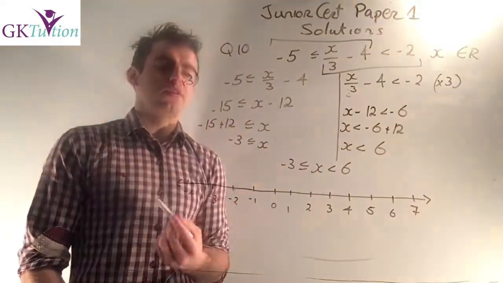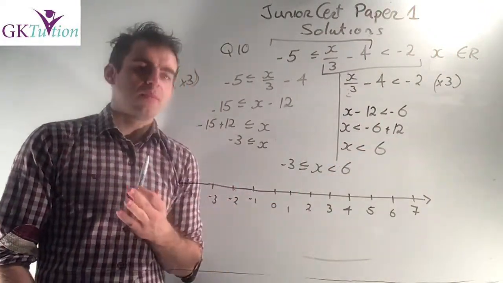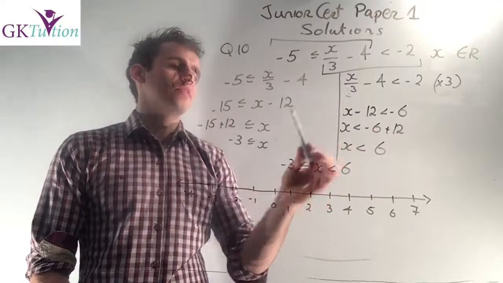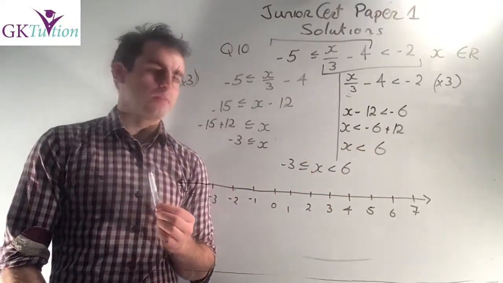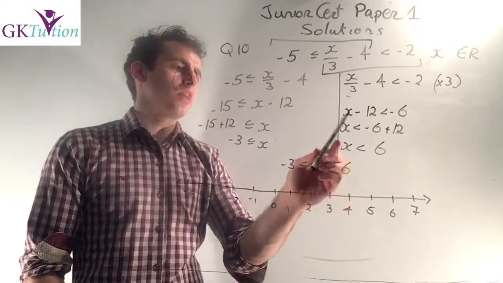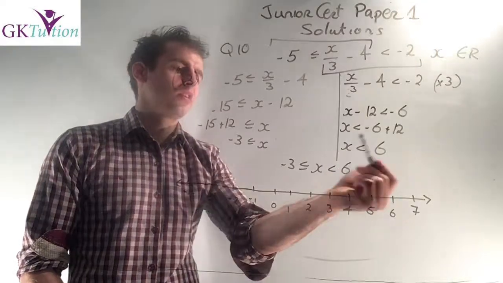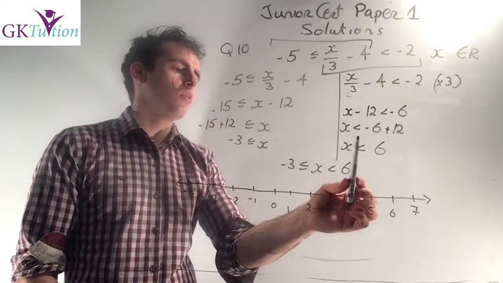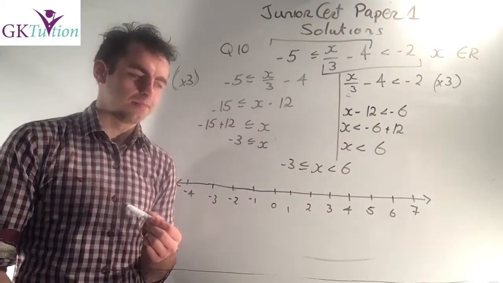Now you need to worry about the other side. On the other side, the middle bit is less than minus 2. Again, my immediate complication is the fact that there's a fraction. In order to get rid of that fraction, you're going to multiply by 3. If I multiply everything by 3, I get x minus 12 is less than minus 6. Bring the 12 across, or add 12 to both sides, and I end up with x is less than minus 6 plus 12, which means x is less than 6.